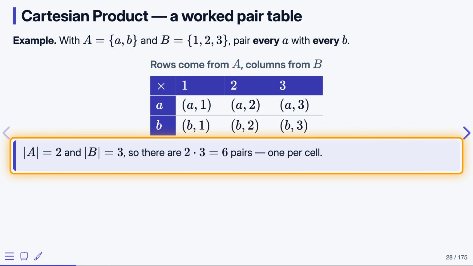Count what we have. A has 2 elements and B has 3, so the table has 2 rows and 3 columns, which is 6 cells. 6 ordered pairs, 1 per cell, and none is missing.